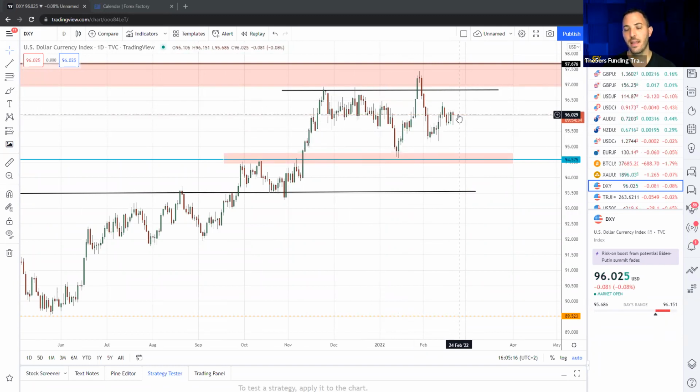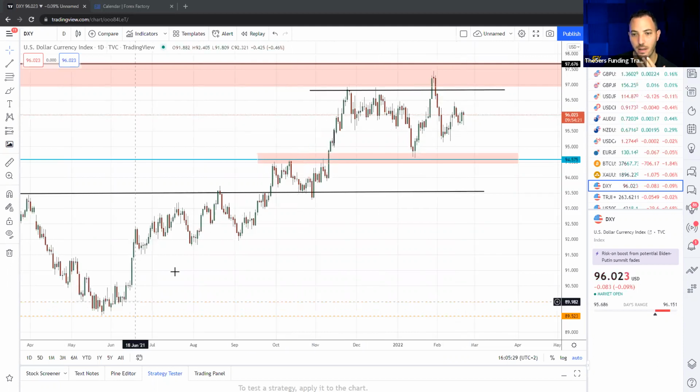So we have a lot of arguments for going long on the US dollar, and we have arguments to go short on the US dollar. We could say we're still kind of in an uptrend.